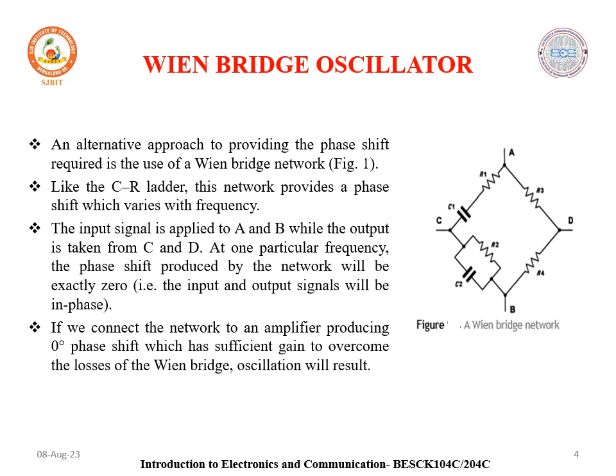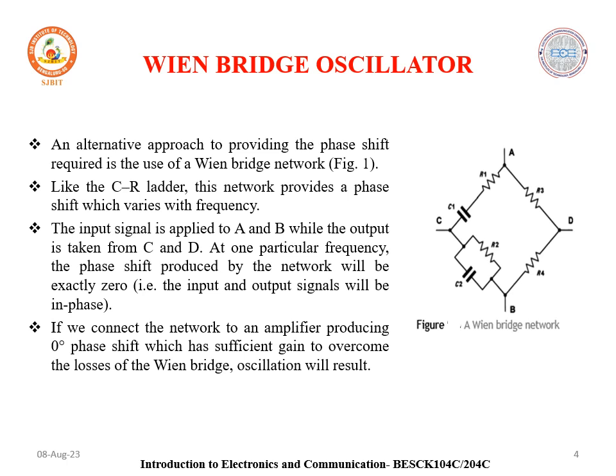Consider the Wein bridge oscillator. In the Wein bridge oscillator, the output of the amplifier is fed back to the Wein bridge feedback circuit. Here the RC ladder network provides the phase shift, which varies with the frequency. The input signal is applied to A and B. A and B are the input points, while the output is taken from C and D.